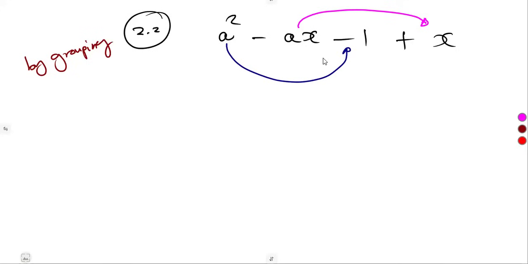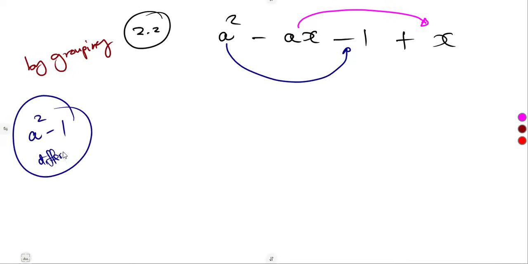Think about everything. What about the A squared minus 1? Is there anything common? No, there is nothing common. So is that going to help? Okay, the A squared minus 1, which is not common, has something special about it. Remember, it is a difference of 2 squares. So in that case, we can make that work, because a difference of 2 squares can be factorized.